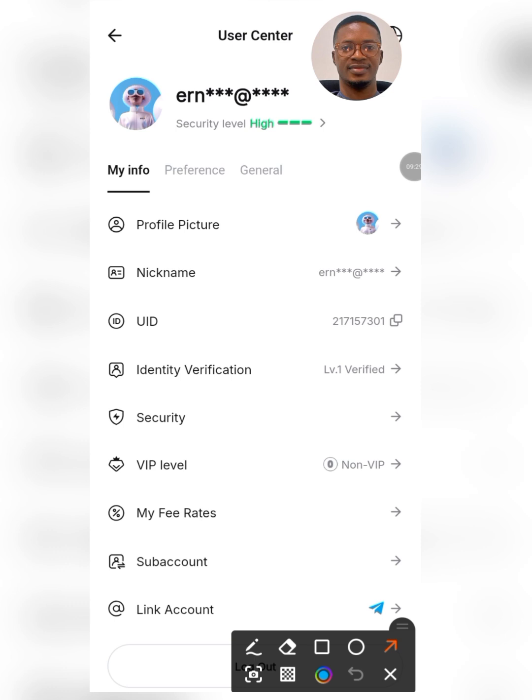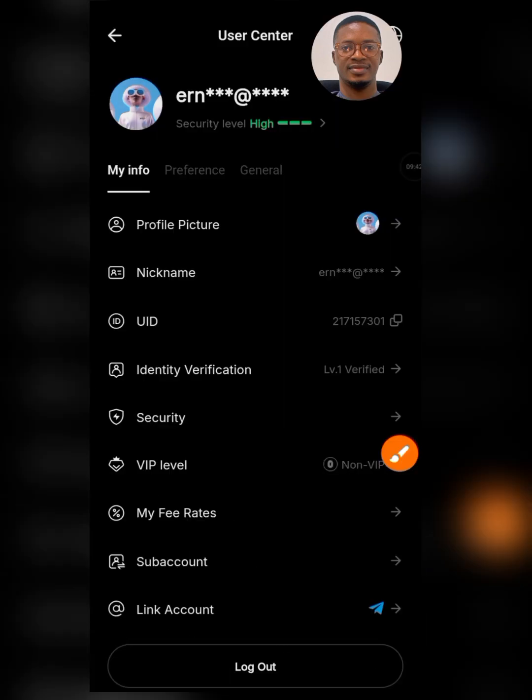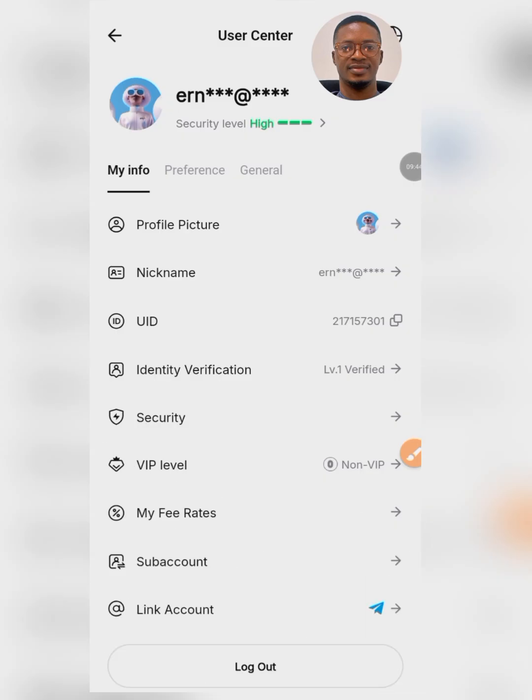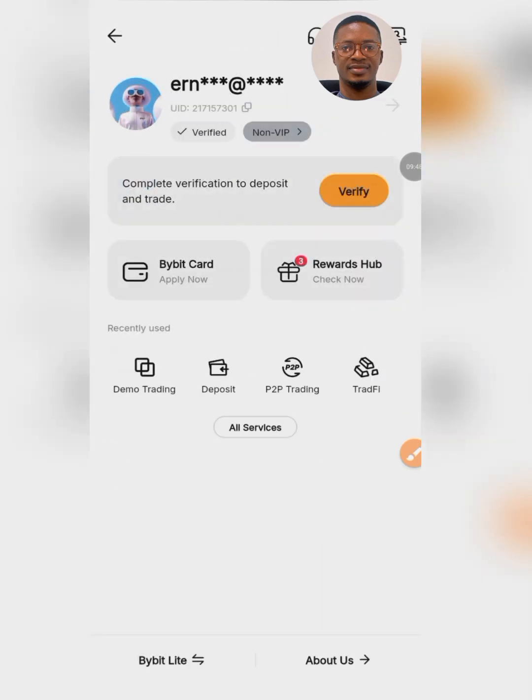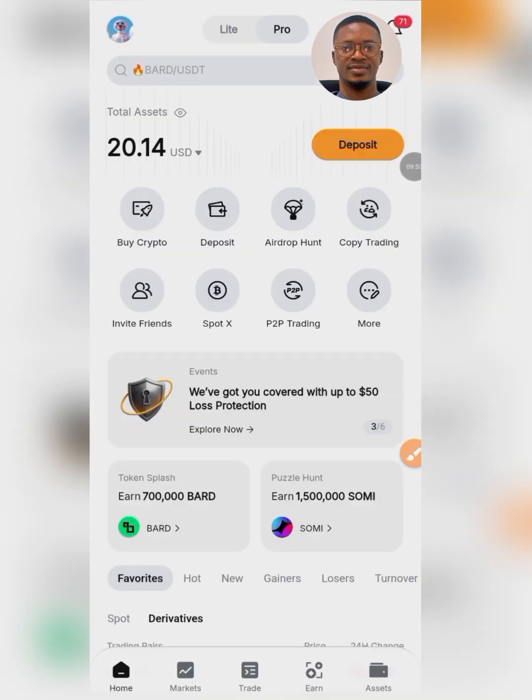Here you can also change the dark theme of your Bybit. You can go up here and get that done. Okay, let's click on it. You see it, for instance. So that is it on this. Let's go back so we can continue. Now this is the home page of my Bybit.